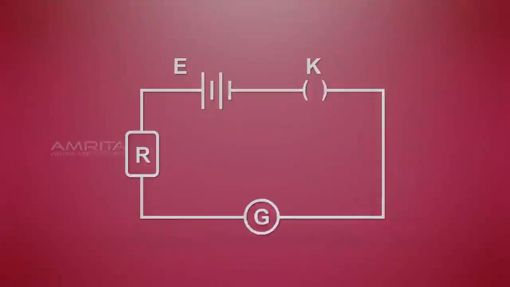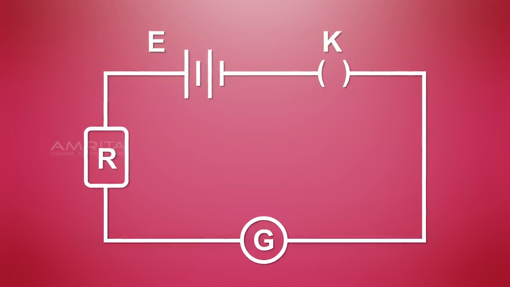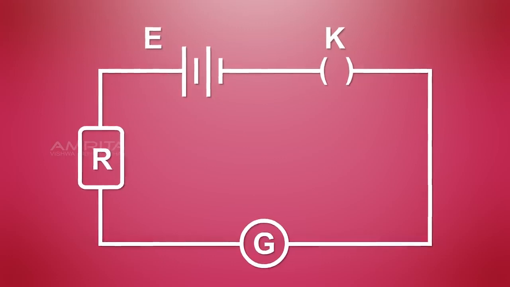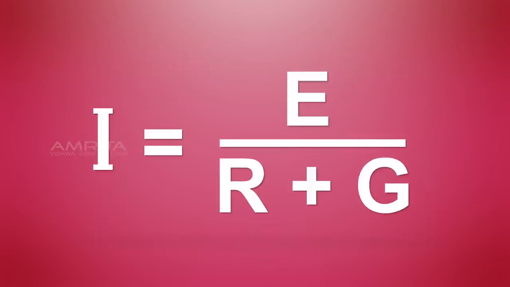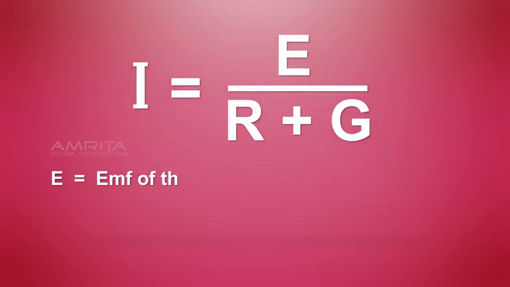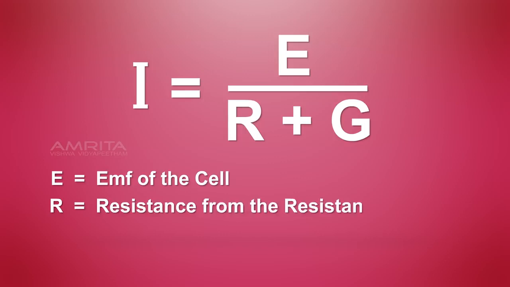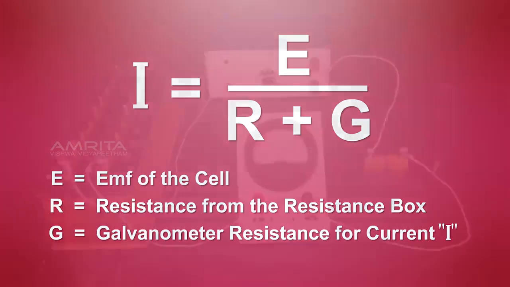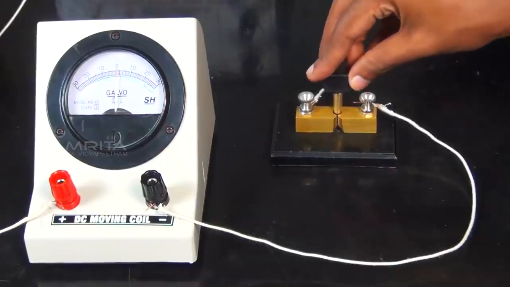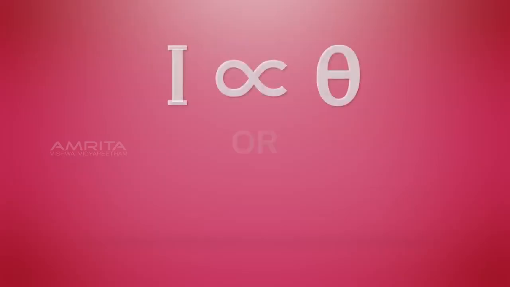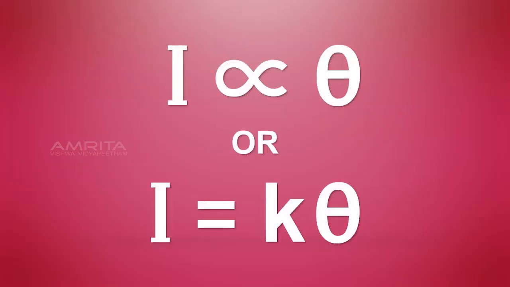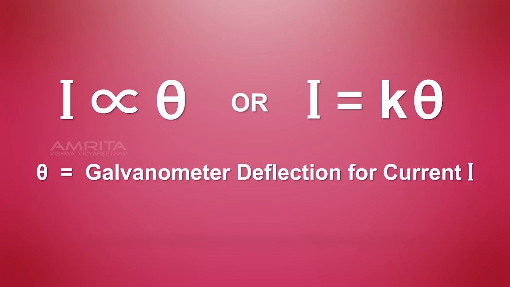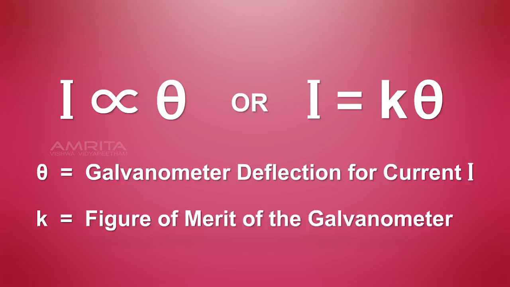Principle: when a galvanometer is connected in series with a cell via a resistance box of high resistance, the current flowing through the circuit I is equal to E divided by R plus G, where E is the EMF of the cell, R is the resistance from the resistance box, G is the galvanometer resistance for current I. The current flowing through the galvanometer is proportional to the deflection in it. I is proportional to theta, or I is equal to k theta. Theta is the galvanometer deflection for current I. K is the figure of merit of the galvanometer.